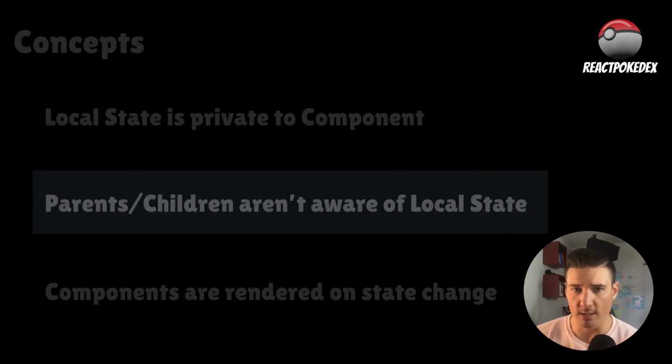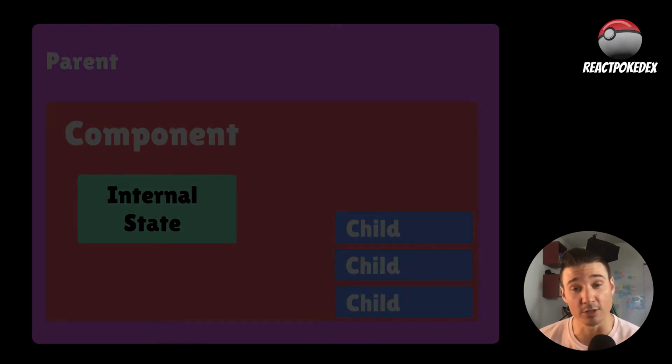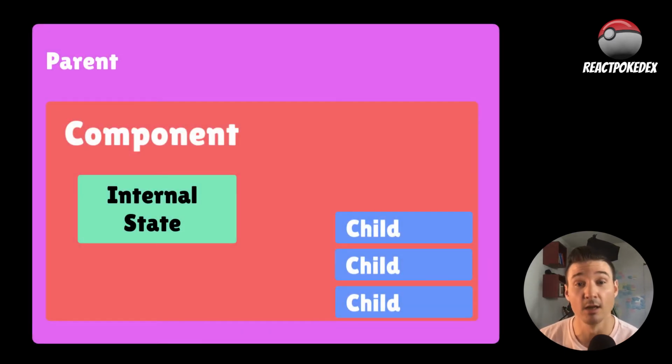And that leads us right into the second bullet point, which is that your parents and children don't know about the existence of your internal state. This is kind of a funny one because oftentimes you'll tell your parents and children, and especially your children components, about values inside your state. But when you tell these other components about the values in your state, they don't actually know it's coming from your state. They just know that you're giving it one specific value. And the fact that that value is stored internally in your local state is actually irrelevant to them. They don't care where that value comes from.